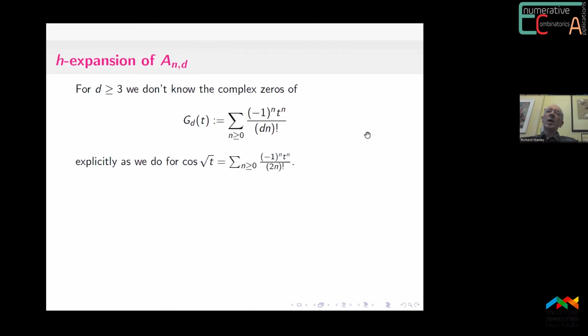What about the h expansion of A of n, d? For A of n, 2, remember we deduced h positivity from the Weierstrass product formula for the cosine. Here, this is the analog of the cosine. I'll call it g_d of t. Actually, it's the analog of the cosine of the square root of t. But here we don't have an explicit product formula like we did for cosine.